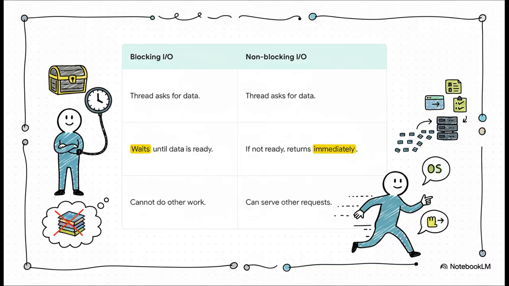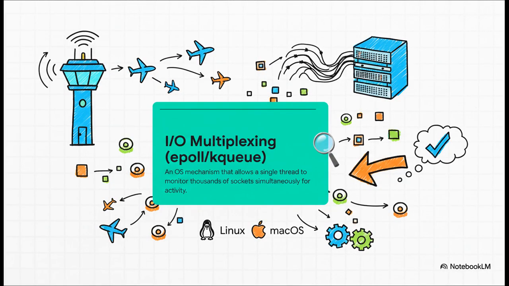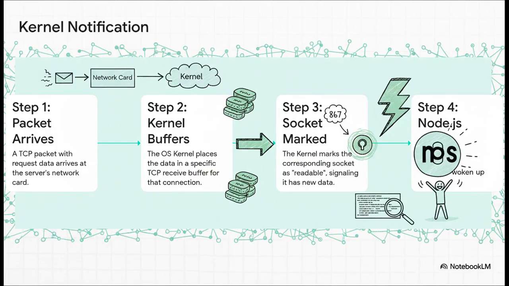No waiting around. So you might be wondering, if it's not just sitting there waiting, how in the world does it know when the data is ready? Well, this is the real magic, I/O multiplexing. On Linux, it's usually epoll. On macOS, it's kqueue. Think of it like an air traffic control tower for all your connections. Instead of constantly calling every single plane, every socket, and asking, "Are you ready to land yet?" Node just tells the OS, "Hey, you're the air traffic controller. Just give me a shout when any of these thousands of planes are ready to land." It is wildly efficient. And here's exactly how that handoff works.